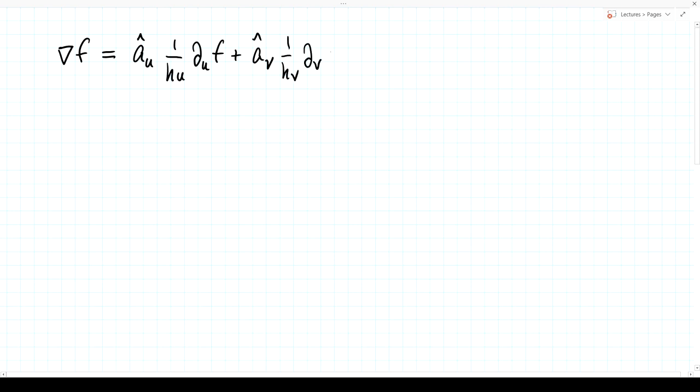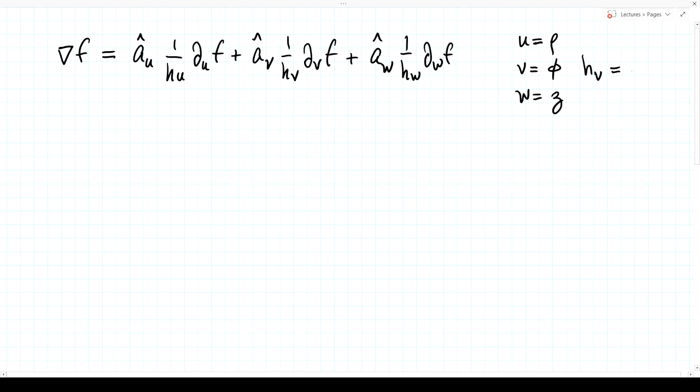In one of our early lectures, we derived the general forms of the differential operators in an arbitrary orthogonal coordinate system. And we saw that the gradient of a scalar is equal to unit vector in the u direction, 1 over the scale factor hu times the derivative with respect to u of f, and then likewise the v coordinate, and likewise the w coordinate. And so in cylindrical coordinates, u is equal to rho, v is equal to phi, w is equal to z, and hv is equal to rho, hu is equal to 1, and hw is equal to 1.